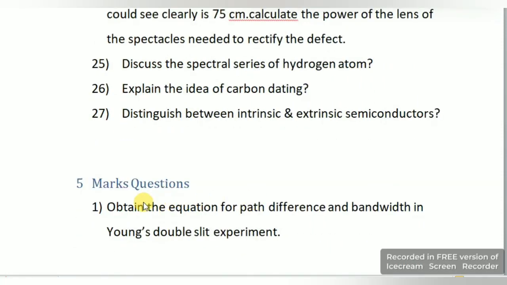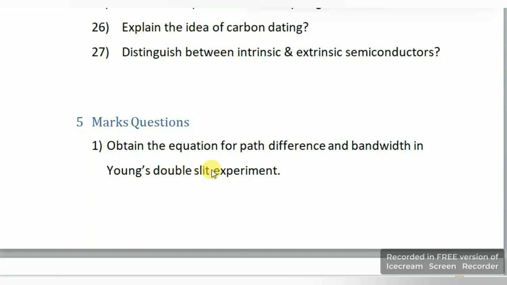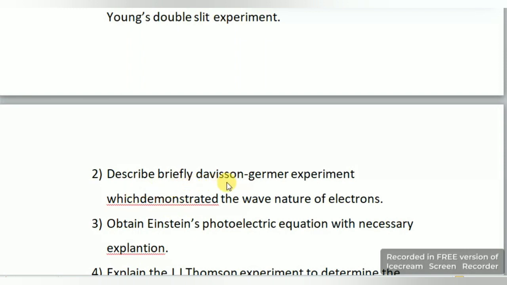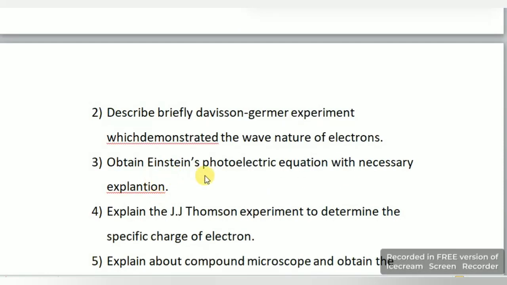So, next 5 marks questions. First one, obtain the equation for path difference and bandwidth in Young's double slit experiment. Second, describe briefly the Davisson-Germer experiment which demonstrated the wave nature of electrons. Next one, obtain Einstein photoelectric equation with the necessary explanation.